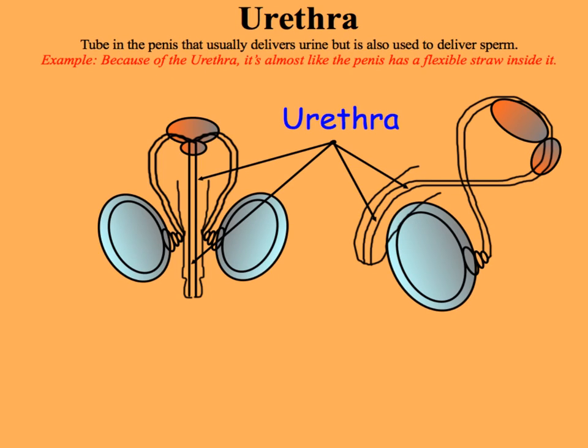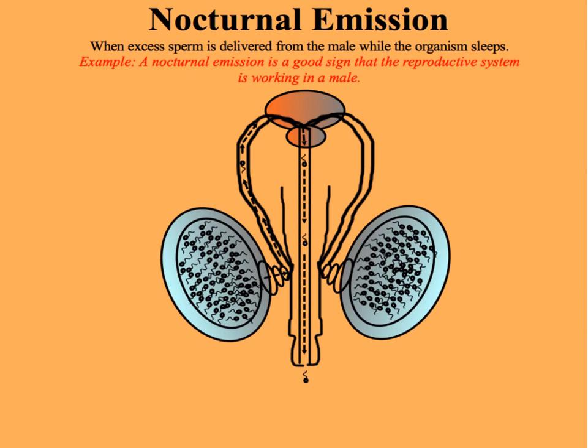The urethra, this is the tube in the penis that delivers urine, but it also delivers sperm. So because of the urethra, it's almost like the penis has a flexible straw inside of it to deliver the necessary components. When excess sperm is delivered from the male while he sleeps, this is called a nocturnal emission. This is actually a good sign that the reproductive system is working within the male.